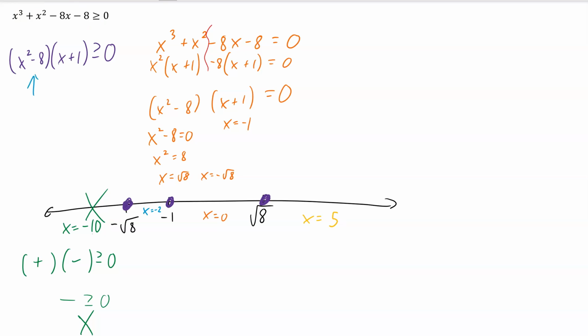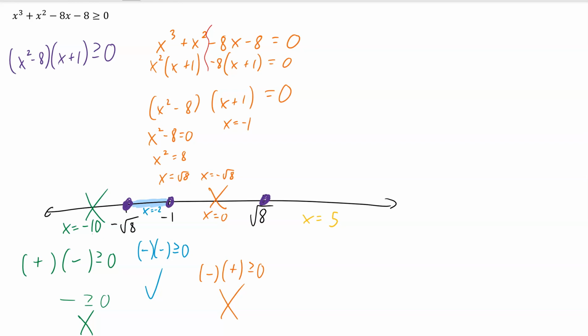If I plug a -2 into this first parenthesis, I get 4 minus 8, which is a negative number. If I plug -2 into this one, I get a negative number. Is a negative times a negative greater than or equal to 0? Yeah, negative times a negative makes a positive. So this middle region will work. Let's try plugging in 0. If I plug a 0 into the first parenthesis, I get a negative. If I plug 0 into the second parenthesis, I get a positive. Is a negative times a positive greater than or equal to 0? Heck no, it's not. Get out of here, x equals 0. So I'll reject this whole region.